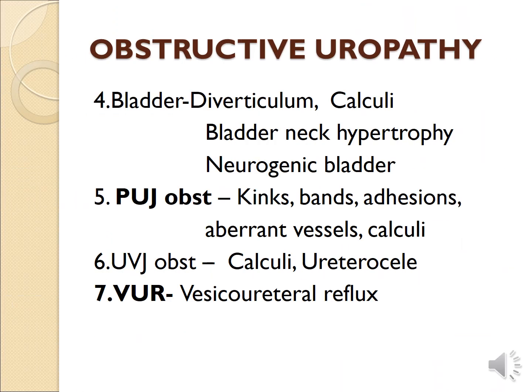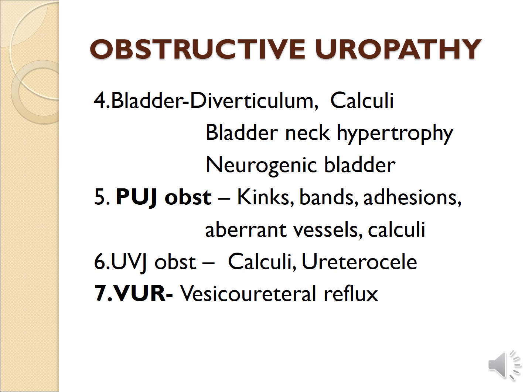And number 4, in the urinary bladder, there might be diverticulum, calculi, bladder neck hypertrophy, neurogenic bladder. Number 5, pelvic-ureteric junction obstruction. This is one of the commonest anomalies, so we'll be discussing this also. This might be caused by kinks, bands, adhesions, aberrant vessels and calculi.